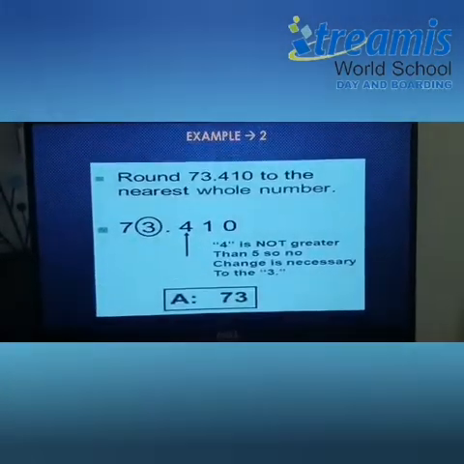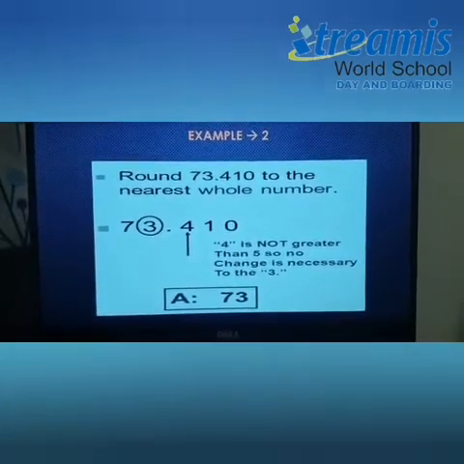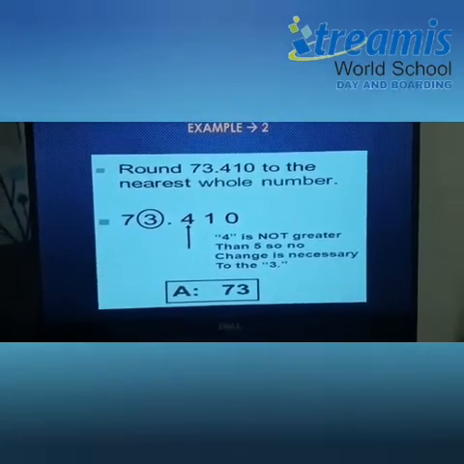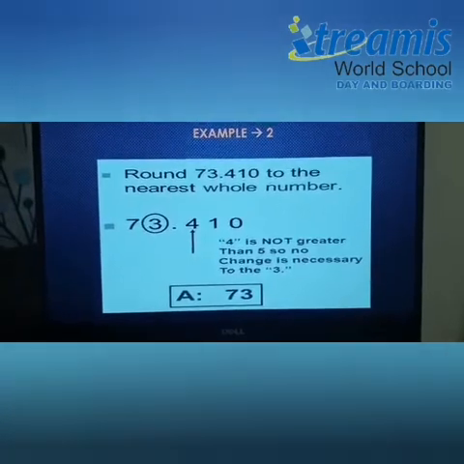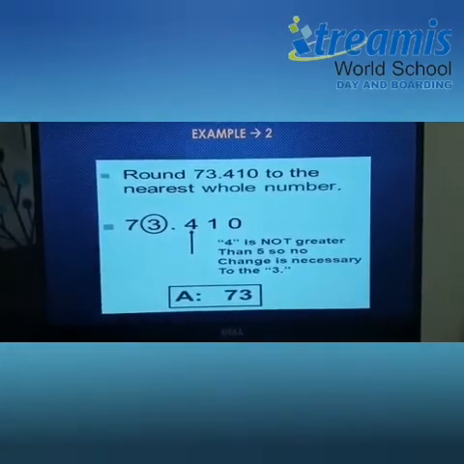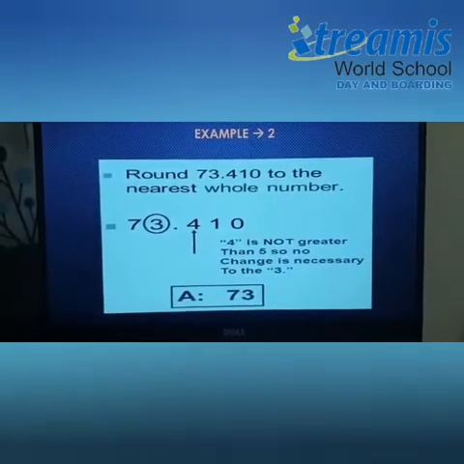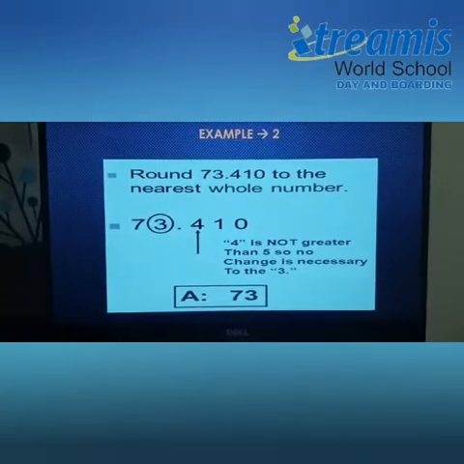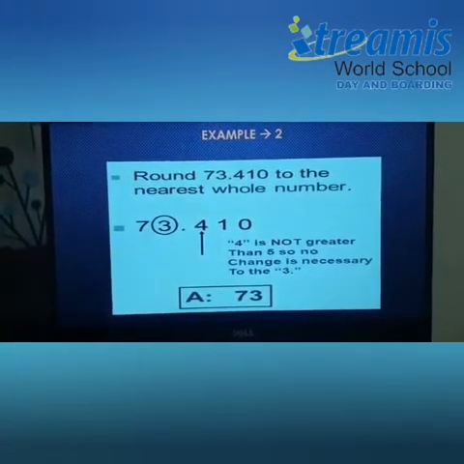Now the second example. Here I am rounding off 73.410 to the nearest whole number. As you can see, I have circled 3, which is in the units place, the ones place, and after the decimal point in the tenths place it's 4, and 4 is not greater than 5. So no change is necessary to the number 3. So children, the answer is 73.